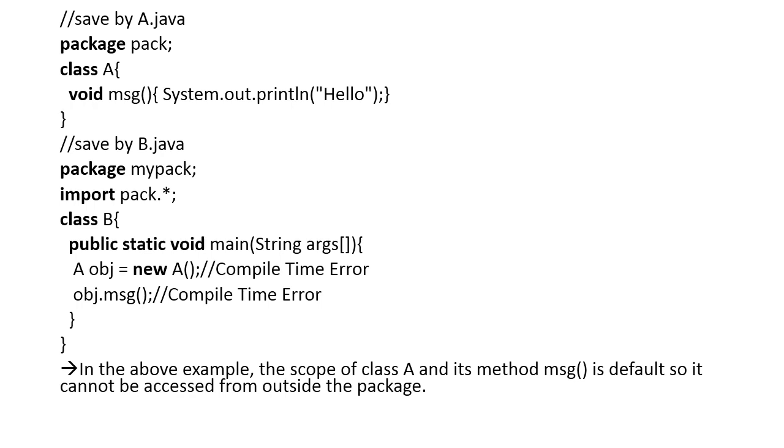So in the above example, consider the scope of class A and its method message. If I am trying to print the method message data, then I will get a compile time error because the method message is default, so it cannot be accessed from outside the package. Okay, got it.